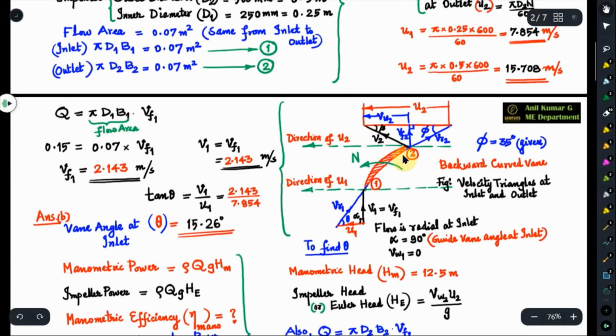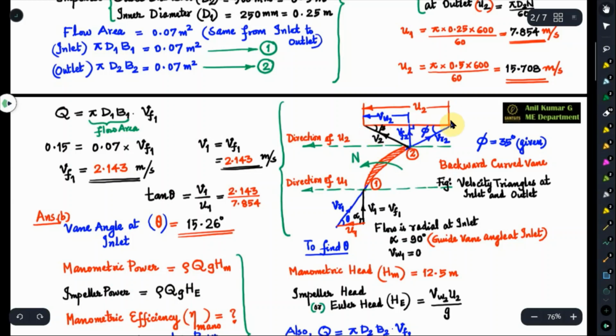Component of V2 in the radial direction, that is normal to the tangential direction or direction of motion of the vane at outlet, that is Vf2. So Vf2 and Vw2. Vw2 we know it is the whirl component of the absolute velocity, which is the component of the absolute velocity V2 of the liquid in the direction of motion of the vane at outlet. So component of V2 in the direction of U2, that is Vw2, which we need to find out.